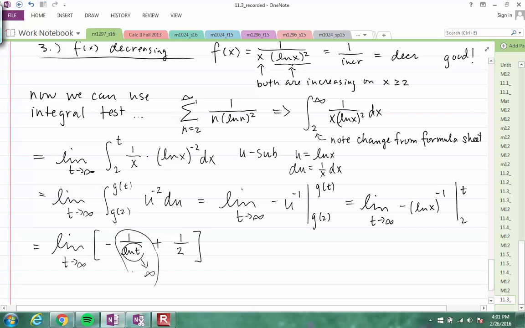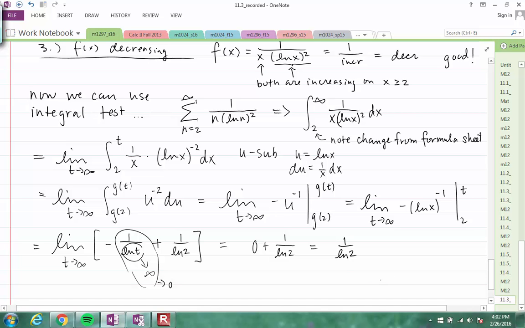So the first term goes to 0. So 0 plus 1/2. Wait, I screwed up here somewhere. Let me backtrack. I was looking at the u there for a minute, but this is actually ln of 2. All right, going back, everything looks good. 1 over ln 2 is a constant still. So 1 over ln 2 for that limit, and it just ends up being 1 over ln 2.